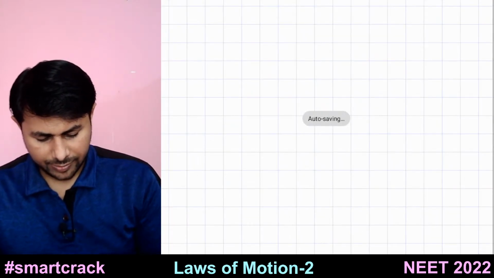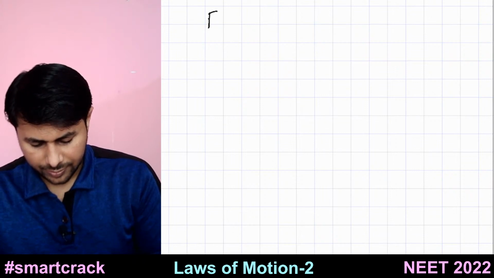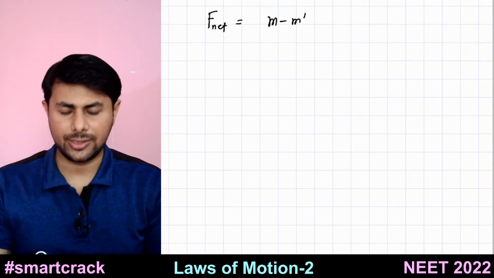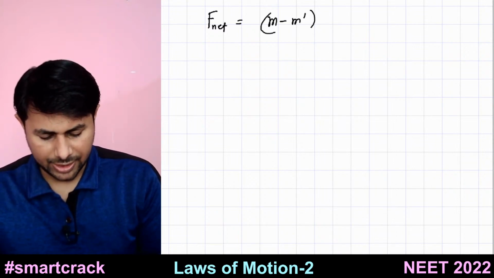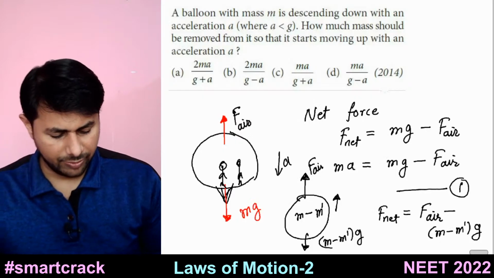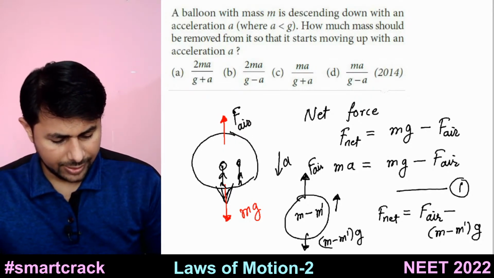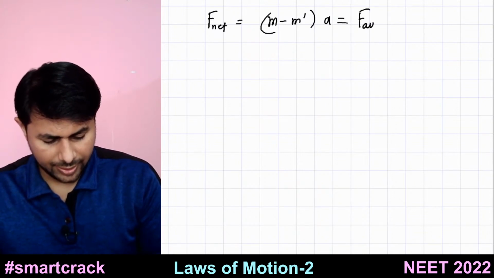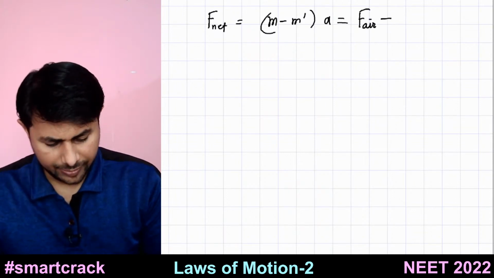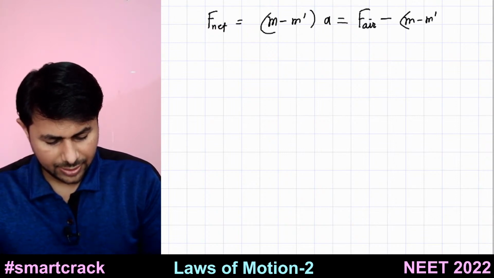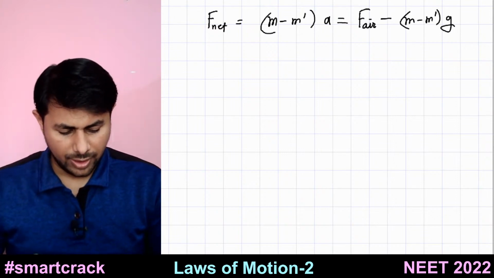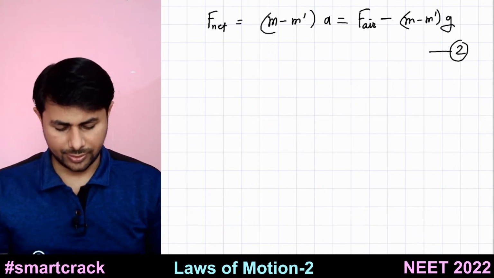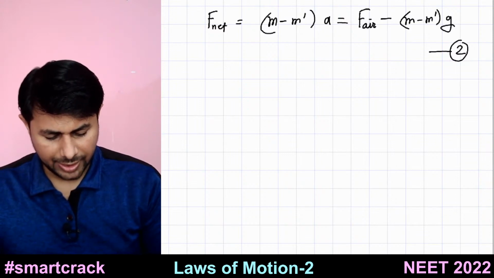The mass has now reduced from m to m minus m dash. So it is m minus m dash into a, and it's equal to the force due to air minus the weight, m minus m dash into g. This is your equation 2. Now what will you do? You will add 1 and 2.